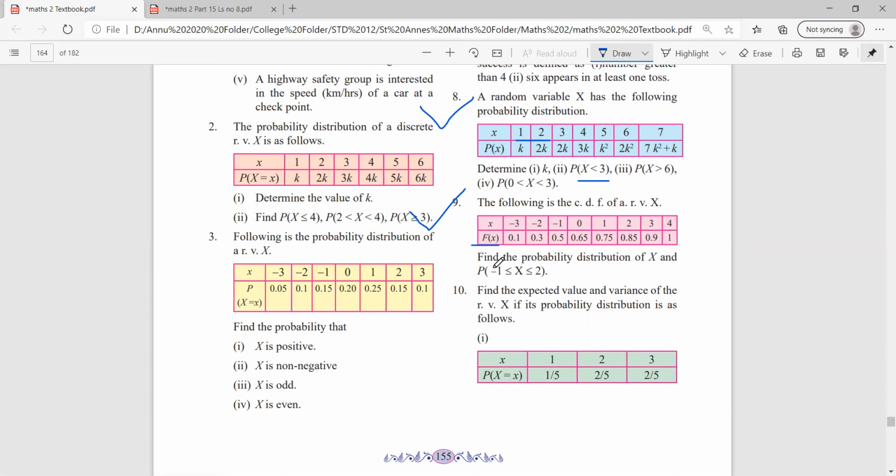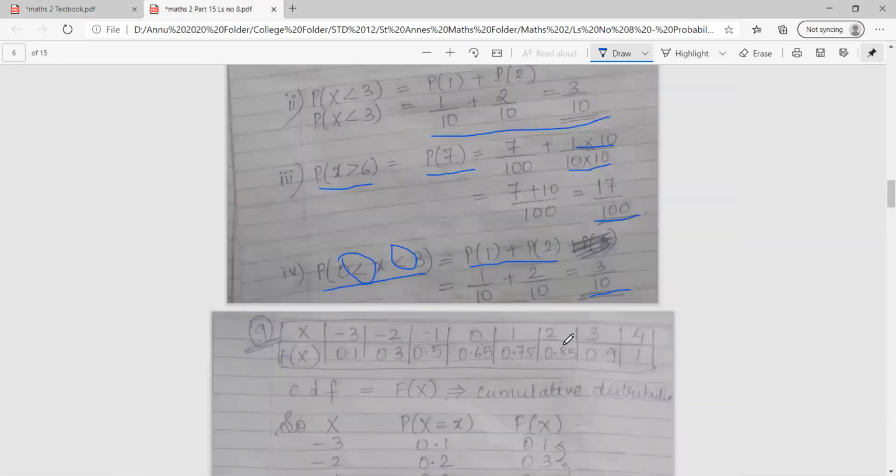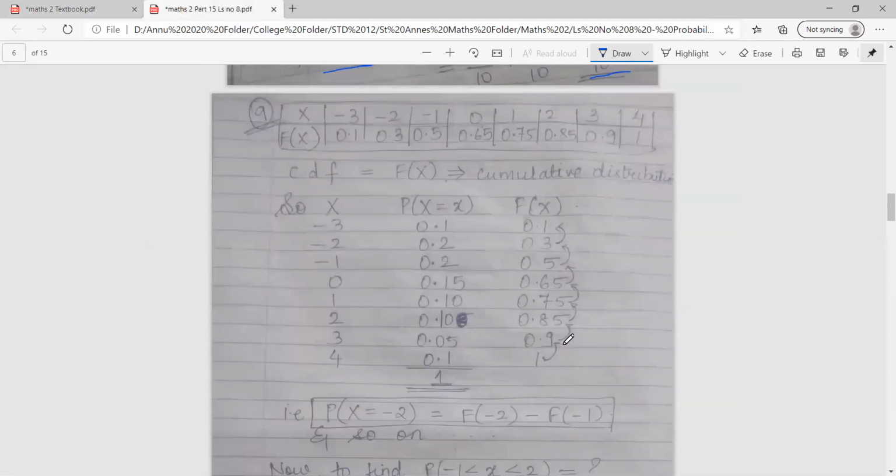So the table is given and they are asking us to find out the probability distribution of x. That is, they are telling us to find out P of x. And also probability of minus 1 less than equal to x less than equal to 2. So again a very simple sum. So CDF means cumulative distribution as I told you, and it is represented as capital F of x.